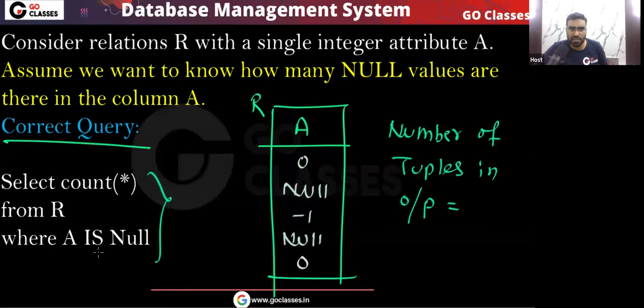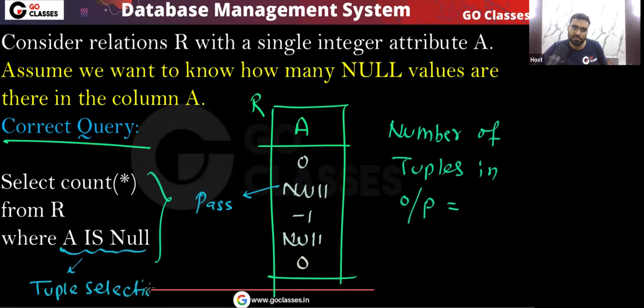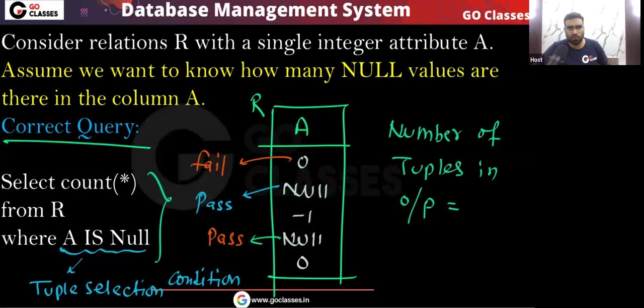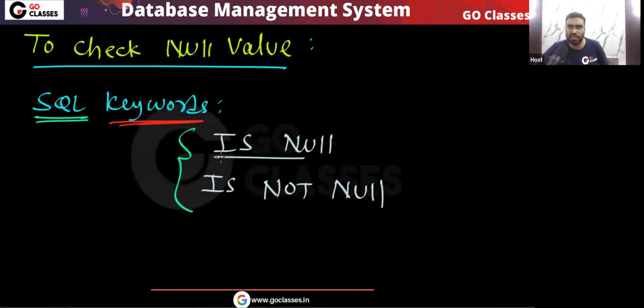Remember, you can see A is null. So these tuples will pass. Do you agree? These tuples will pass the where, which is the tuple selection condition. The other tuples will fail. So finally, the number of tuples in your answer will be 2. Is this clear? So SQL provides you IS NULL and IS NOT NULL if you want to check null values.